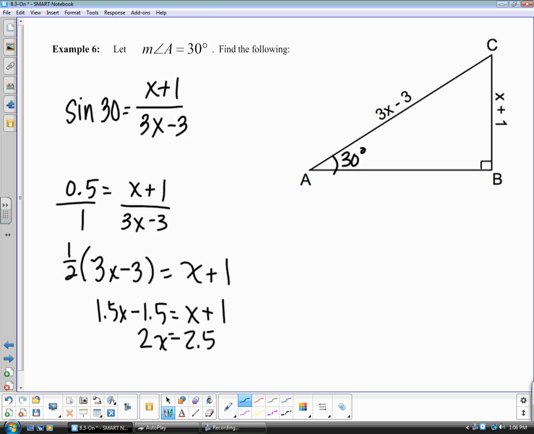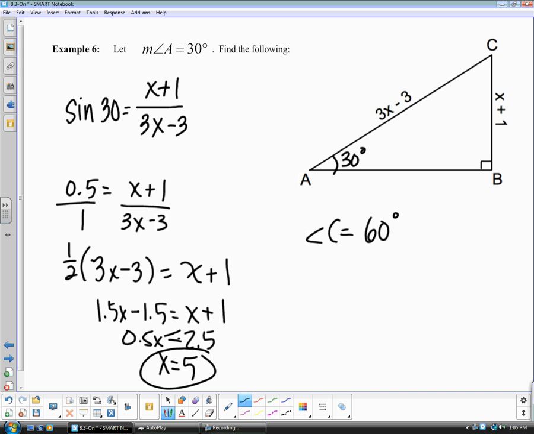Oops, 0.5x is equal to 2.5. When you solve for x, it comes out to be 5. Now, since we know x is 5, we can easily find angle C. We have two angles of a triangle. Angle C is equal to 60 degrees.